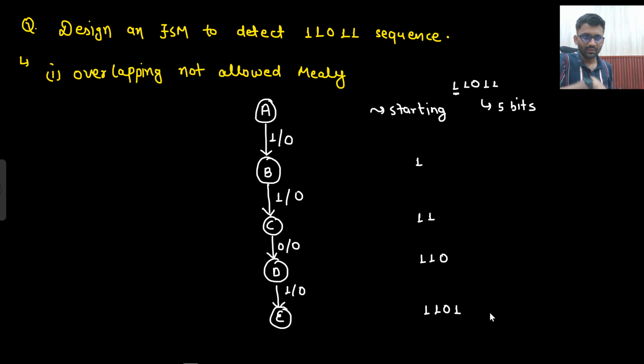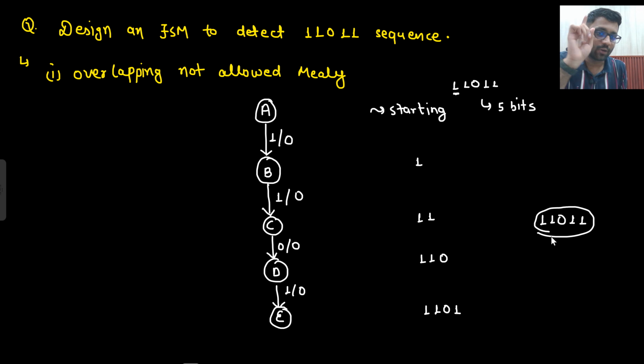Say yes or no. If I am at state B, 1 has been detected. If you are at state C, then 11 has been detected. If you are at state D, then 110 has been detected. If you are at state E, then 1101 has been detected. Now, if I apply input 1 again at state E, then my job is done, right? My output will be 1 now.